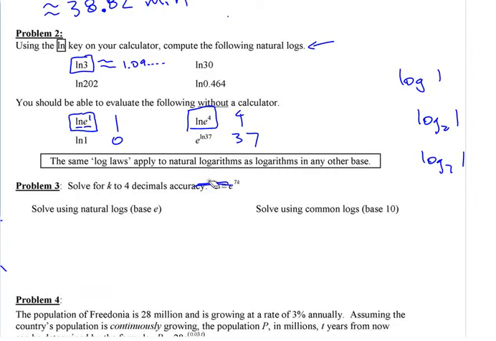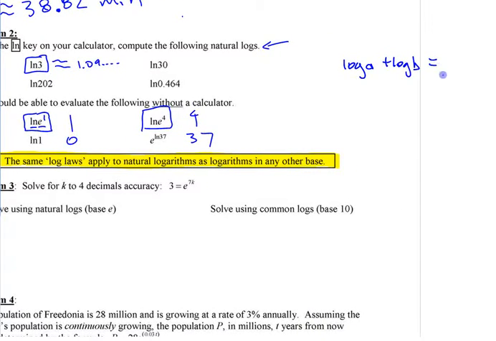1 is always something to the 0. The only other thing to notice here is that I put this statement in here just to remind you that all the logarithm laws apply. They apply to this logarithm just like any others. What's log of A plus log of B equal to? Log of A times B, right? So if I said ln of A plus ln of B, what's that going to be equal to? Ln of AB.